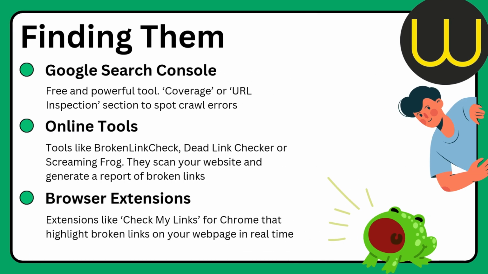Now that we know what broken links are, how do we find them? Here are a few methods that you can use. Google Search Console. It's free and powerful. Just head to the coverage or URL inspection section to spot crawl errors. Online tools. Use tools like Broken Link Check, Dead Link Checker, or Screaming Frog. These tools scan your website and generate a report of broken links. Browser extensions. There are extensions like Check My Links for Chrome that highlight broken links on your web page in real time.